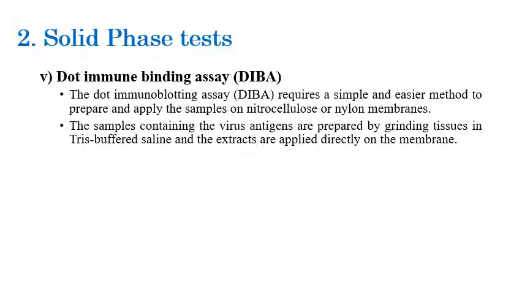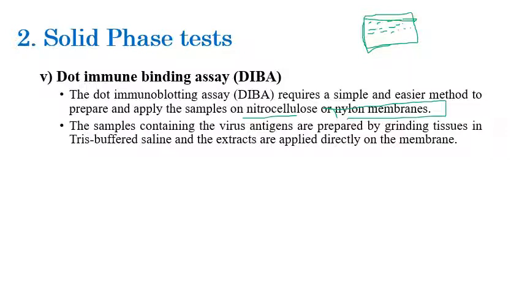The fifth one is dot immunobinding assay, that is DIBA. It requires a very simple and easy method for the detection and identification of plant viruses. The samples are initially applied to nitrocellulose or nylon membranes. Antigens also can be added to this.